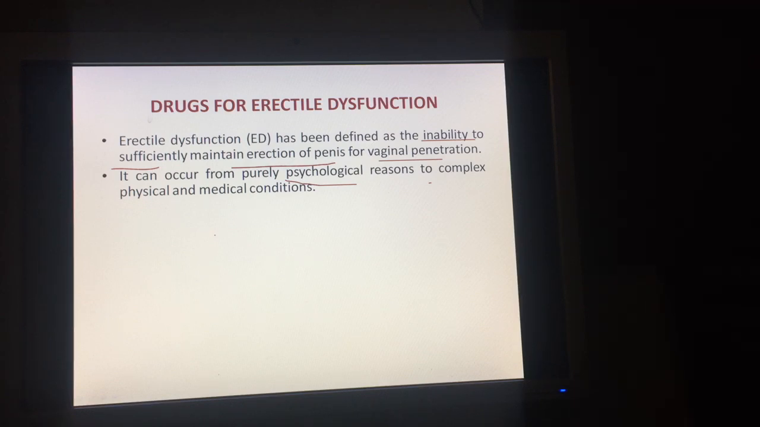Now these medical conditions can again be hormonal or non-hormonal. So we can have endocrine or non-endocrine causes for ED. So in all, you can see that ED is a complex process dysfunction.